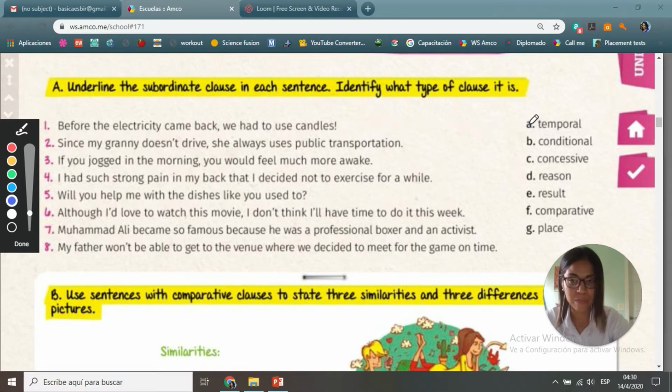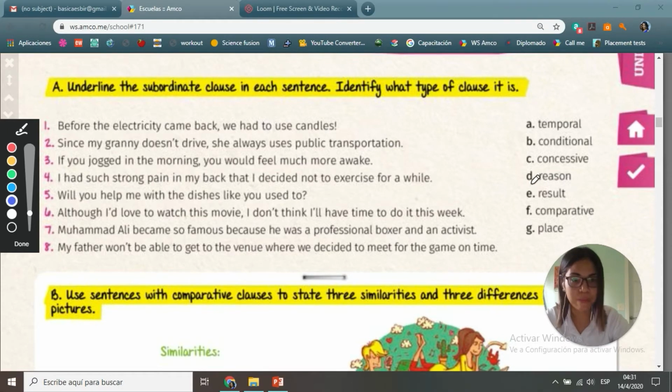Number 2, since my granny doesn't drive, she always uses public transportation. Let's try to identify the conjunction. Yes, the conjunction is since. So this is my adverb clause. Since my granny doesn't drive, she always uses public transportation. And what type of clause uses the subordinate since? So the type of clause is reason. The reason why granny doesn't drive, she always uses public transportation.